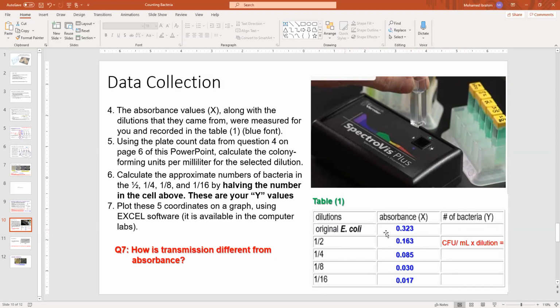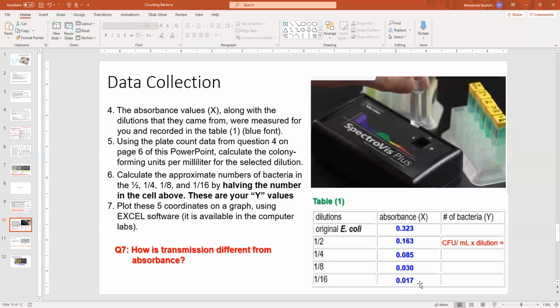So this is the original culture, the original colony forming unit. Now, what will be the colony forming unit in half concentration? You need to multiply whatever you get times the dilution factor, which is half. And here you multiply the total colony forming unit times 4, and so on. So now your table is complete.